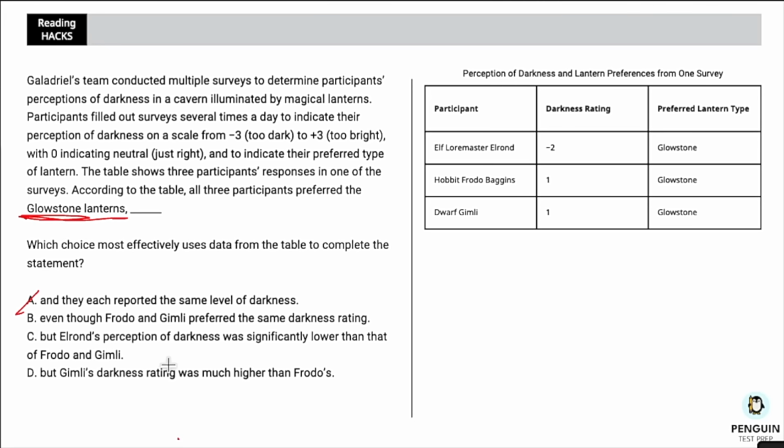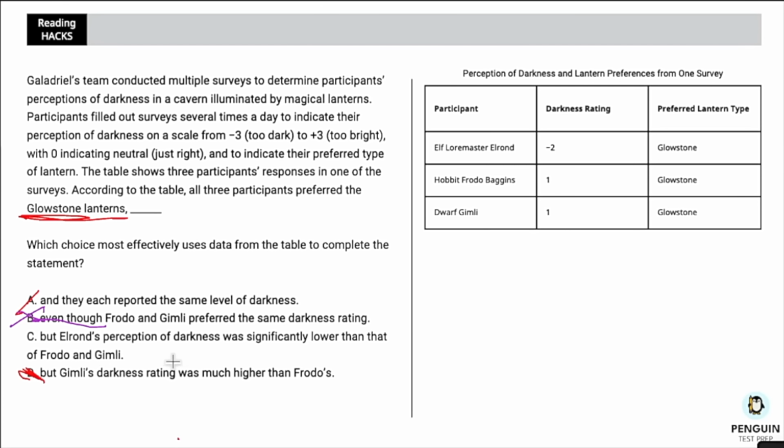C, Elrond's perception was significantly lower than Frodo's and Gimli's. That's true. But Gimli's darkness was higher than Frodo's. We can see that they were the same, so that's not true. And then between B and C, the only issue with B is it says, even though these guys preferred the same darkness rating, even though indicates that this would somehow prevent them from all preferring glowstone lanterns. So that doesn't really make sense.